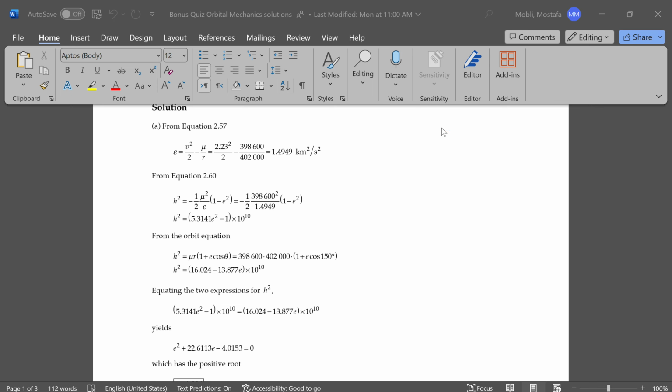So theta is 150 degrees. The speed of the meteorite at that time is 2.23 kilometers per second. We are asked to find the eccentricity of this trajectory, the altitude at the closest approach, z of p, and the speed at the closest approach, v of p.